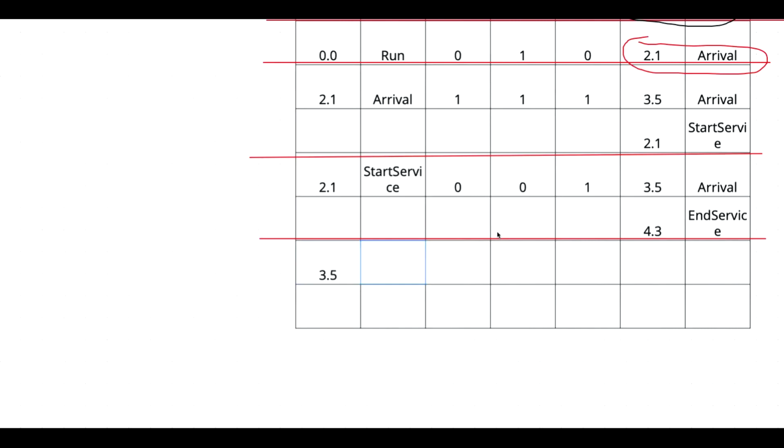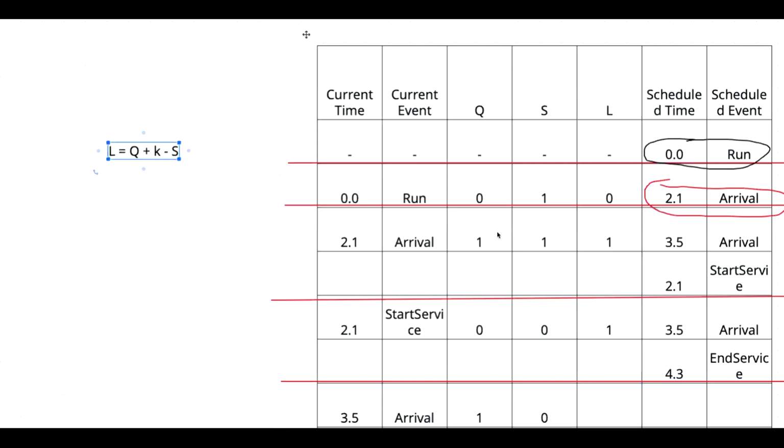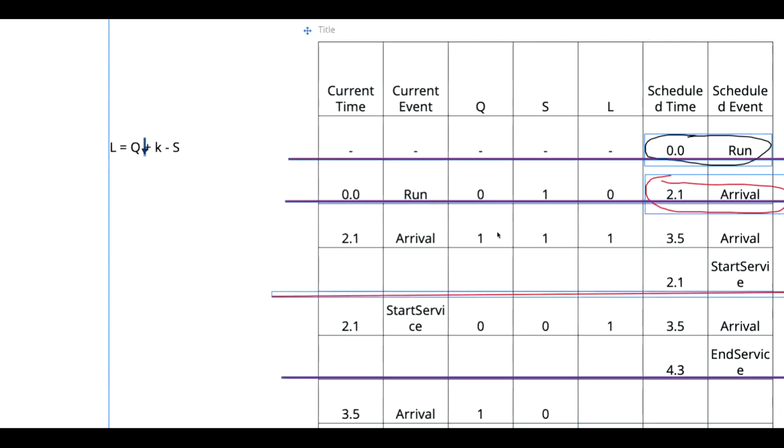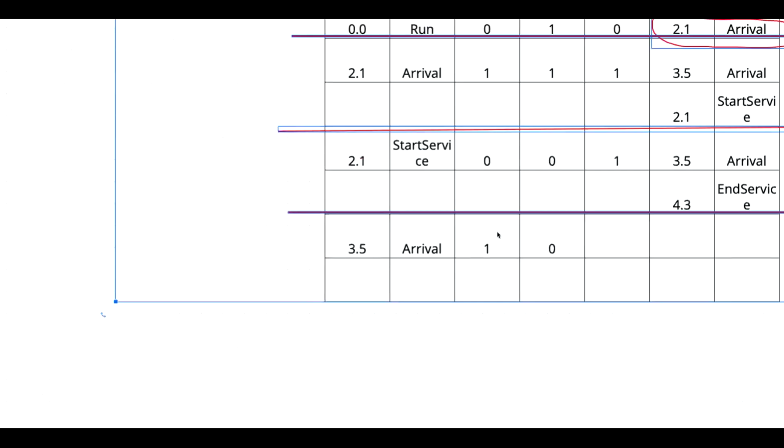What does an arrival do? All it does is it adds 1 to the queue. It doesn't change S, but now we have to move Q. All right, so Q, now there are actually 2 in the system.